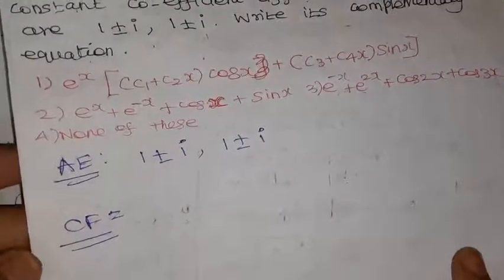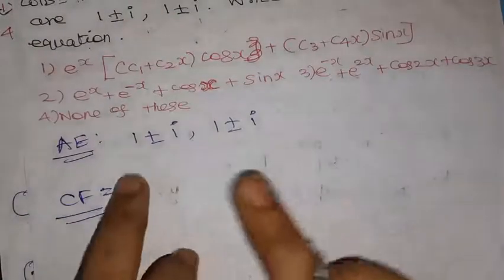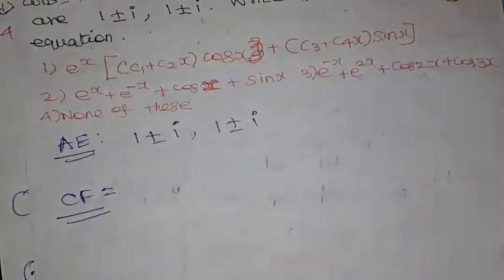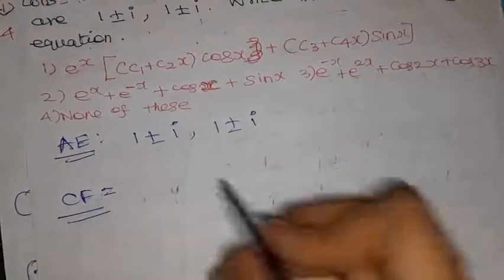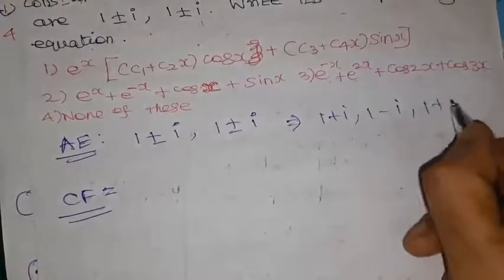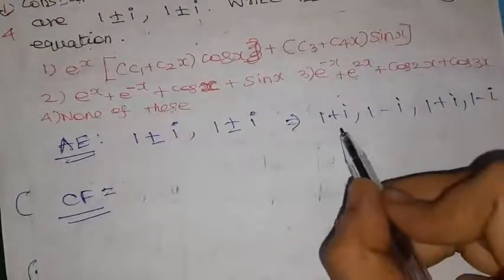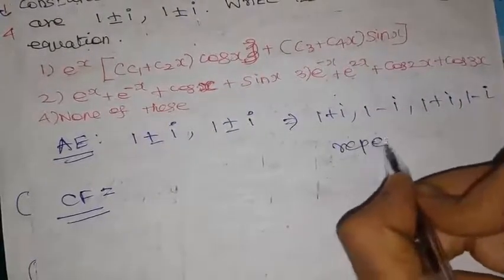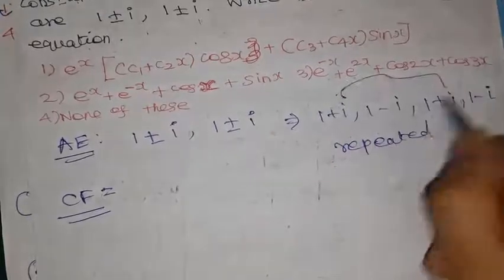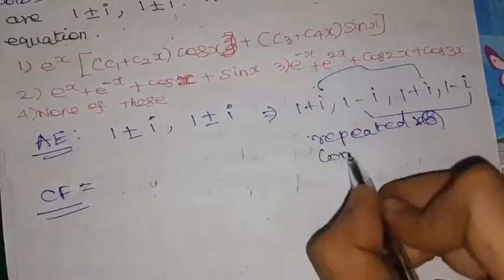So see what is the complementary function. Here we have 4 roots: 1 plus i, 1 minus i, again 1 plus i, 1 minus i. So all roots are complex conjugate and 2 roots are repeated. These two are repeated, and they are complex conjugate roots.